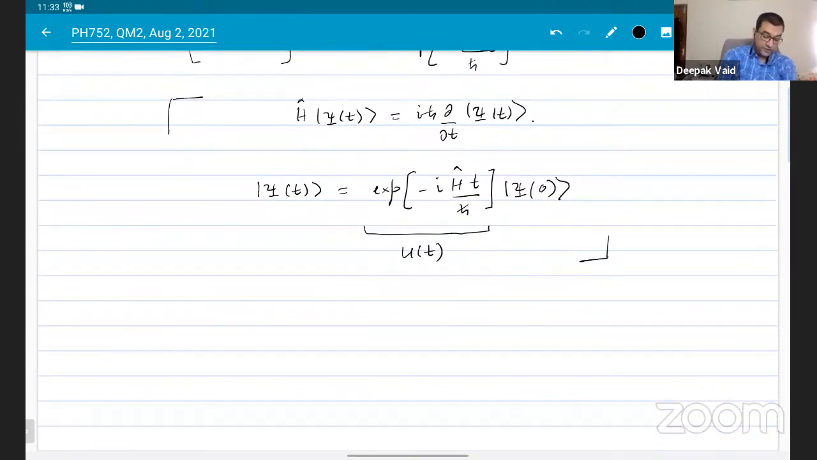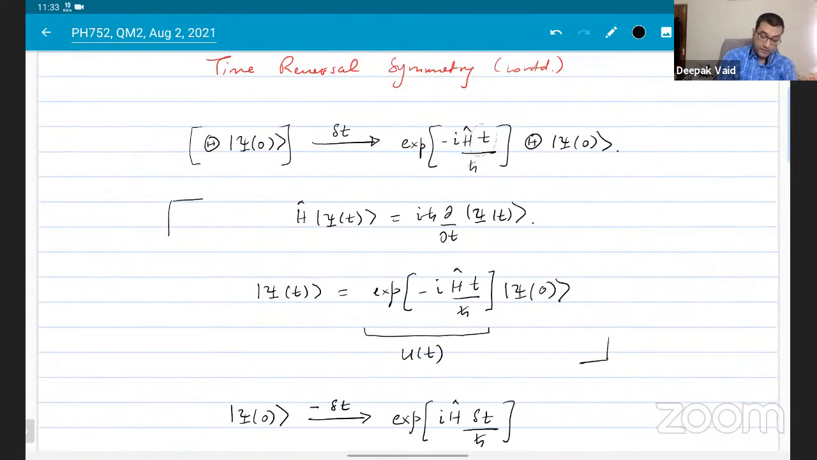We can also do something else, which is that we start with the state psi naught. Then we evolve it backwards in time by minus delta t. And so that gives me exponential of i H hat delta t by h bar.